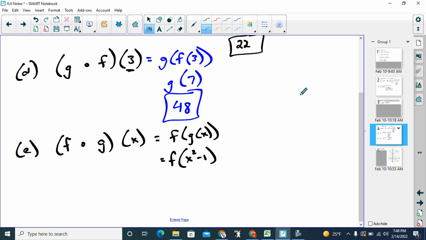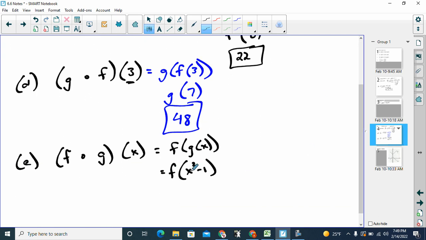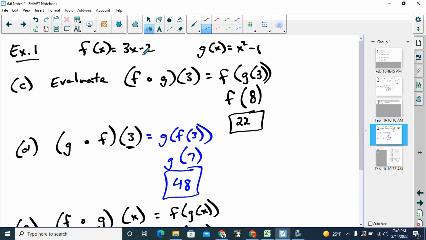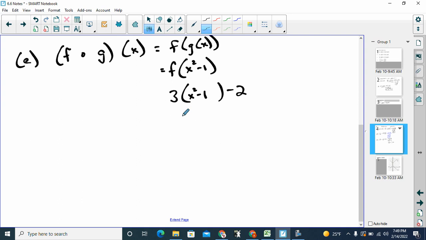Way up here, when we evaluated f of 3, we went to f of x and we replaced the x with a 3. So if I'm evaluating f of x squared minus 1, I'm going to f of x, 3x minus 2, and instead of x, I'm putting in this x squared minus 1. So I've got 3x minus 2, but I'm putting x squared minus 1 in for the x. And then we can distribute and combine like terms. 3x squared minus 5.